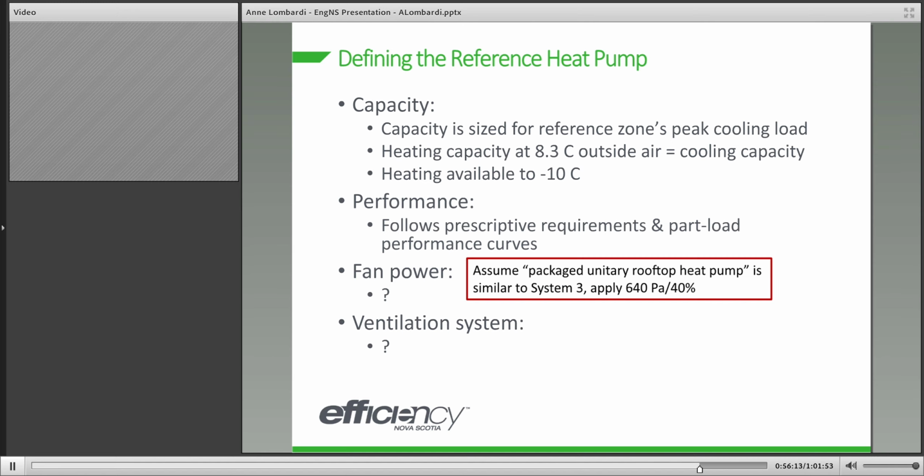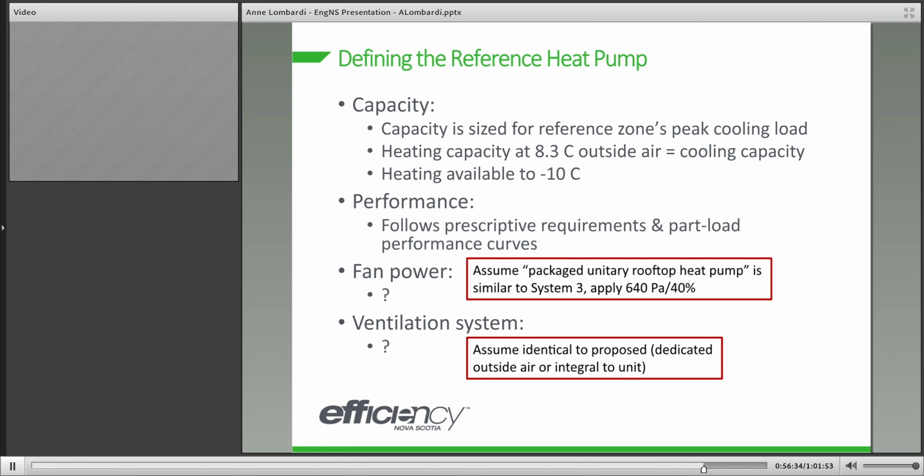Fan power for your reference heat pump, we don't know, or it doesn't tell us, right? Ventilation system for the reference heat pump also doesn't tell us. So again, enter our best practices. And so for fan power, we would assume that this packaged unitary rooftop heat pump system is similar to system 3 that we talked about earlier, in which case we would apply that 640 pascals, 40%.